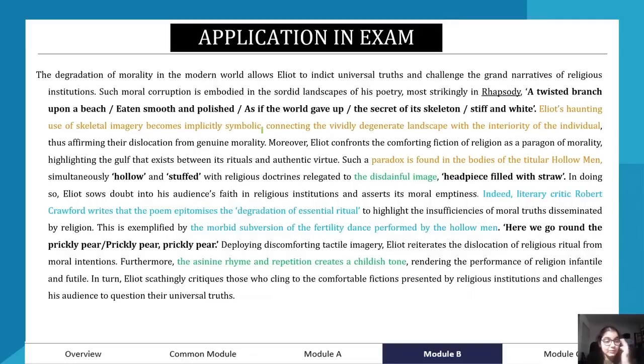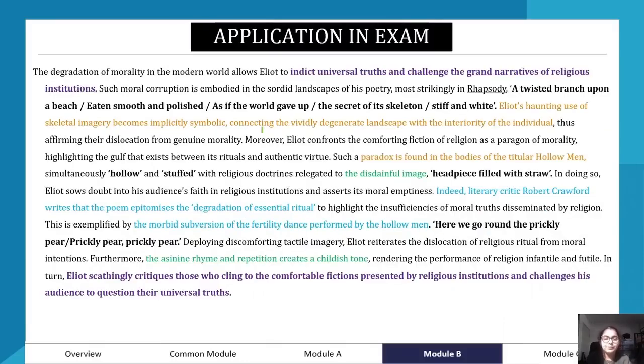So that's level 2. Level 3 is now we are going to that band 6 level. So that we do by integrating a critic. And we also see the morbid subversion of the fertility dance performed by the Hollow Men. So subversion of romantic traditions in general is a big modernist form technique. And what we see here is that it's an innovative feature that Eliot uses.